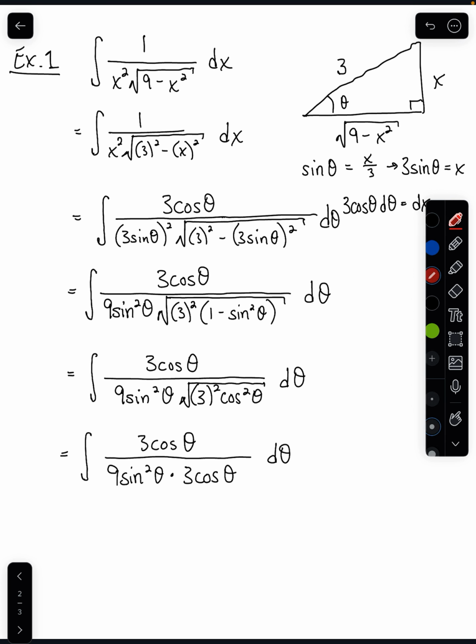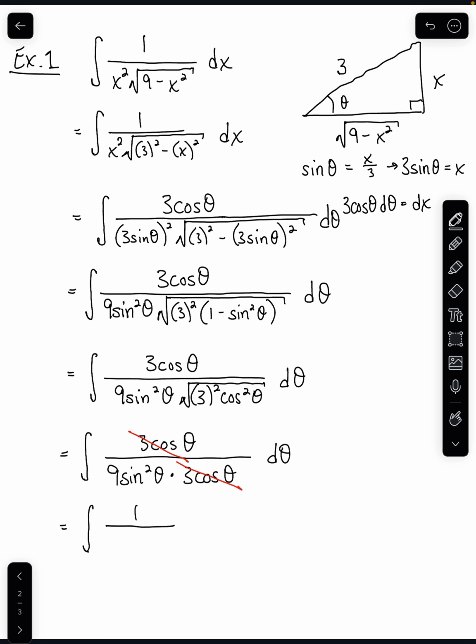Where, of course, now we can simplify the 3 cosine theta in the numerator with the 3 cosine theta in the denominator, leaving us with 1 over 9 sine squared theta d theta. And now we're in much better shape. The 1/9 can be brought out in front as a coefficient, and that leaves us with 1 over sine squared, which is also known as cosecant squared theta d theta.